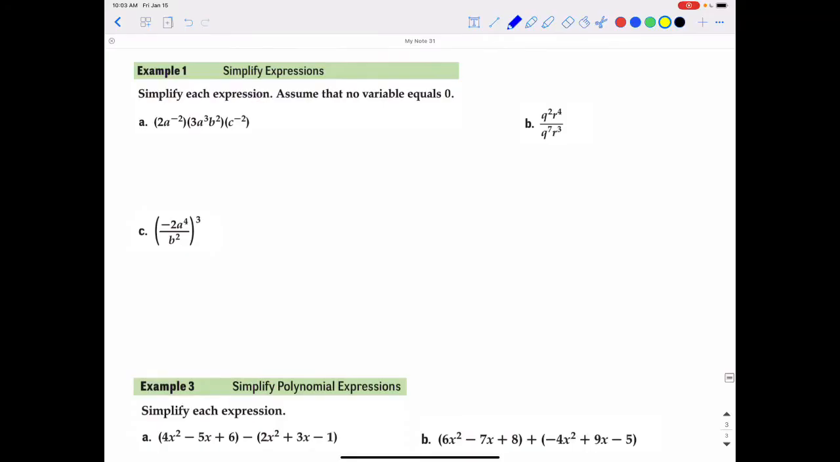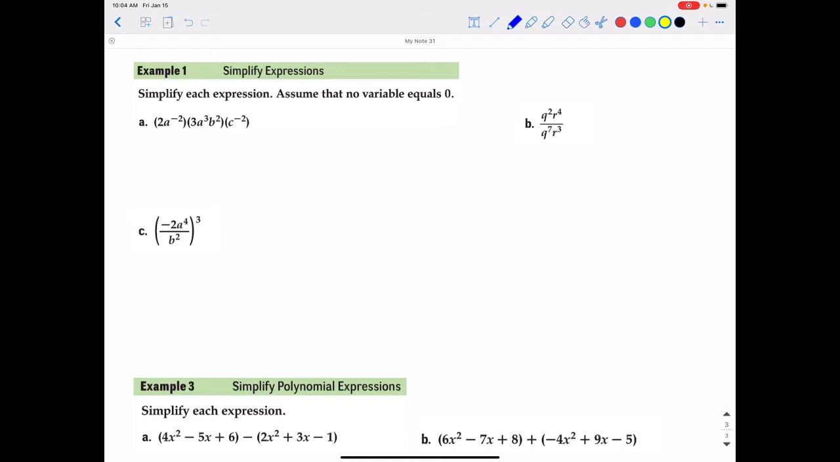So let's combine a few things together. So we're going to simplify each expression, assume that no variable equals 0. And the reason they do that is because you can't have 0 on the bottom of a fraction. So that's not overly important, but to mathematicians it is.